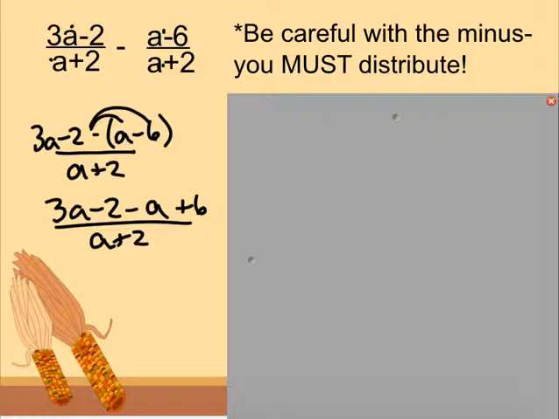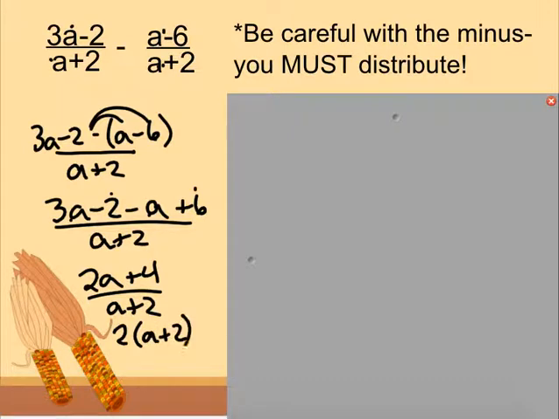We simplify with like terms, so 3a minus a is 2a. And negative 2 plus 6 is positive 4. And right now, let's try and factor to see if there's anything more to simplify. And we see that 2 times a plus 2 gives me my numerator over a plus 2, meaning now we have two factors that are in common that I can simplify. So my answer is actually just 2.